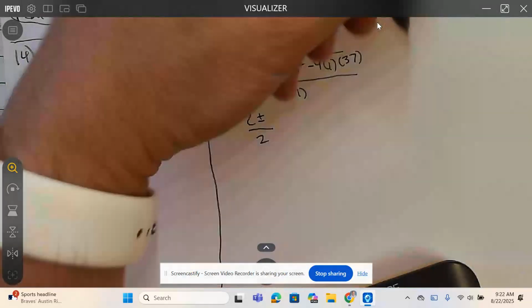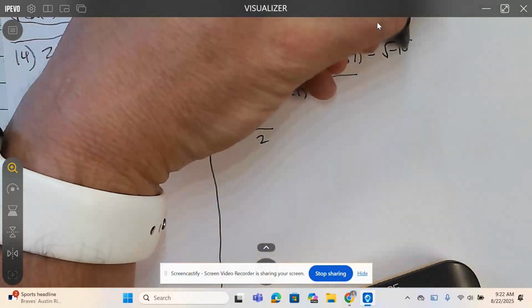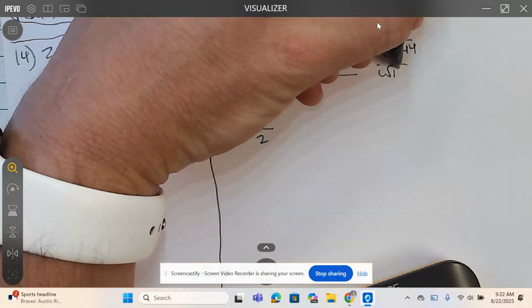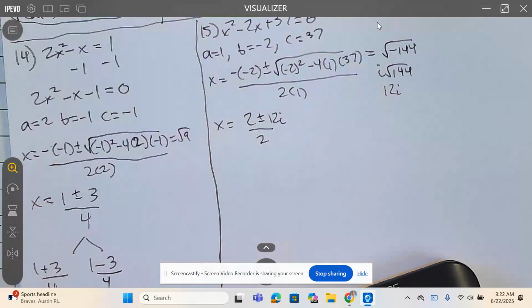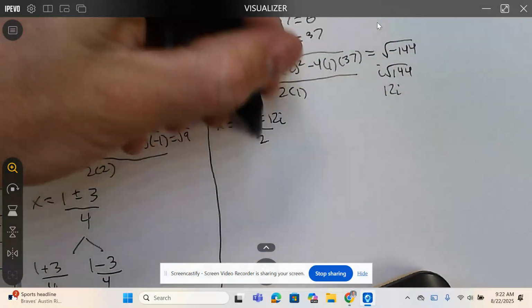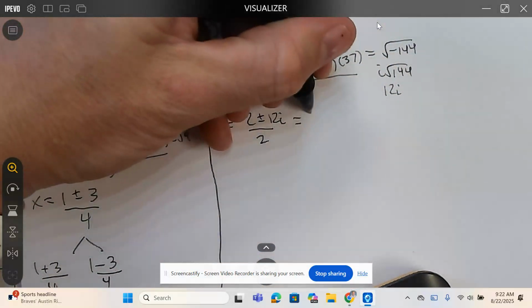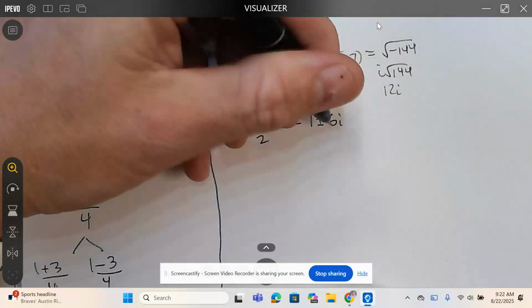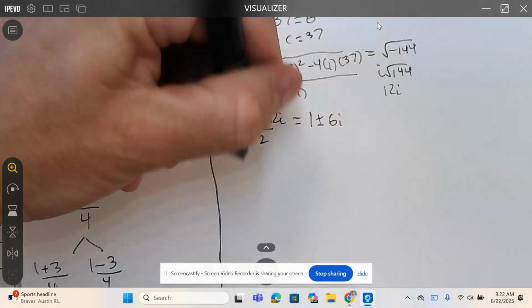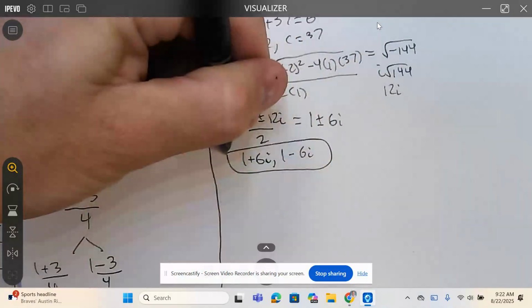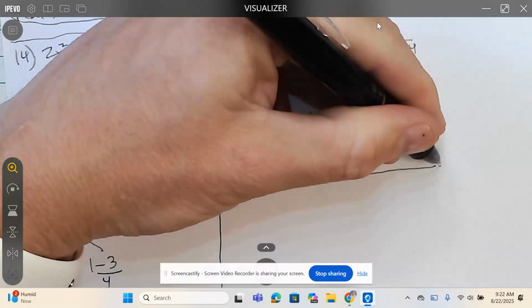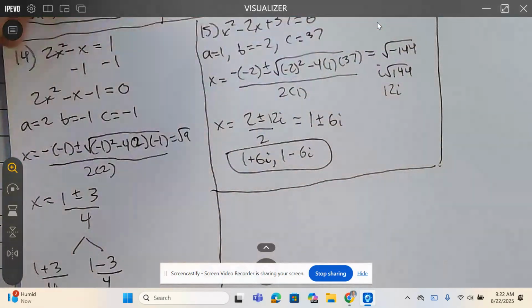I got the square root of -144, which is i times the square root of 144. Square root of 144 is 12, so it'd be 12i. So I could divide each piece by 2 here. So this could be 1 plus or minus 6i. And these aren't like terms. This can be 1 plus 6i and 1 minus 6i. That's 15.